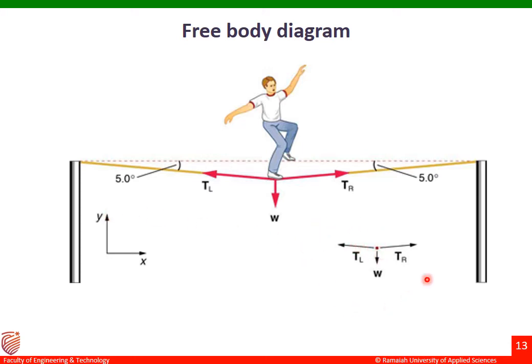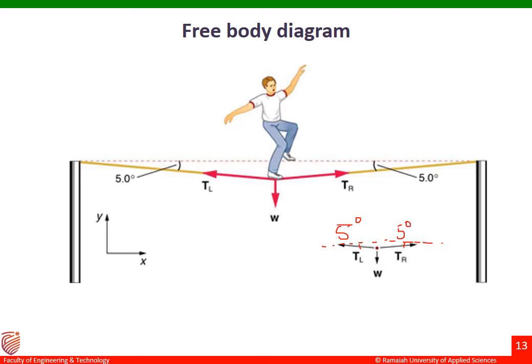Now here we can say that this is my x-axis and this is my y-axis. Okay, so this free body diagram is having certain inclination. Let me draw a horizontal line here. Okay, so the angle made by TL is 5 degrees with respect to the horizontal, and the angle made by TR with respect to the horizontal is again 5 degrees.